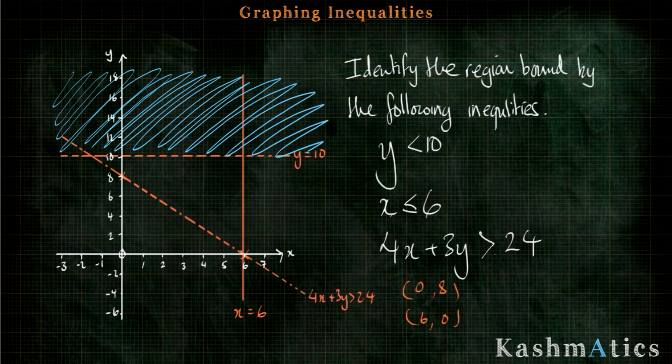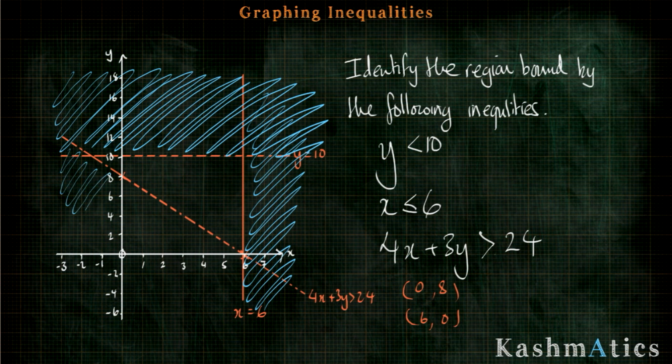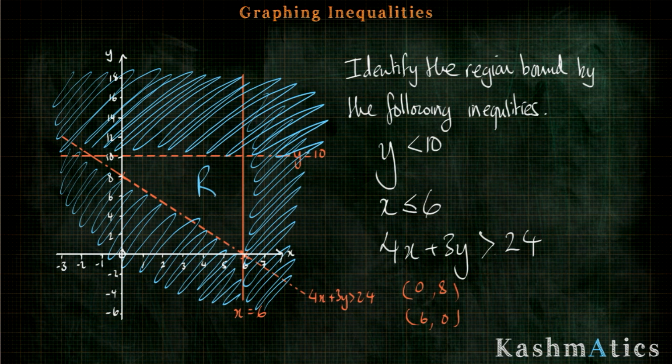I want the bits which are less than 6, so x is less than or equal to 6. So this is where 6 is. So I want to keep the region to the left of that line. So I'm going to shade out the region to the right of it. And for the last one, I want 4x plus 3y to be bigger than 24. Now if it's equal to 24 on the line, it'll be bigger than 24 above the line and less than 24 below the line. So I want to get rid of the bit which is below the line. So this region R is the correct region. So you need to identify that with an R usually.